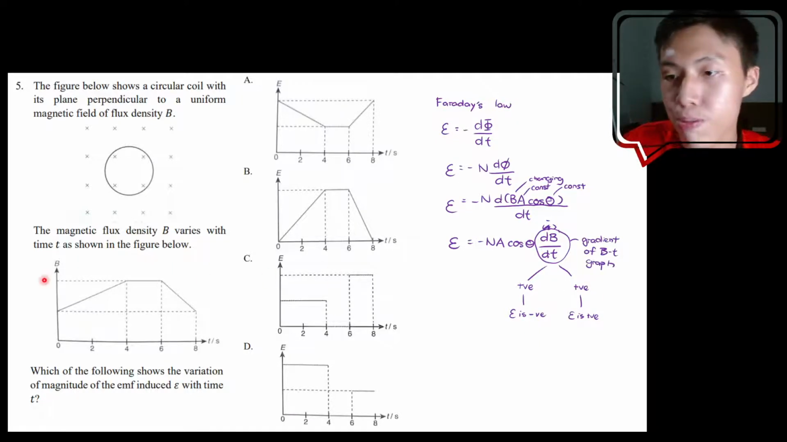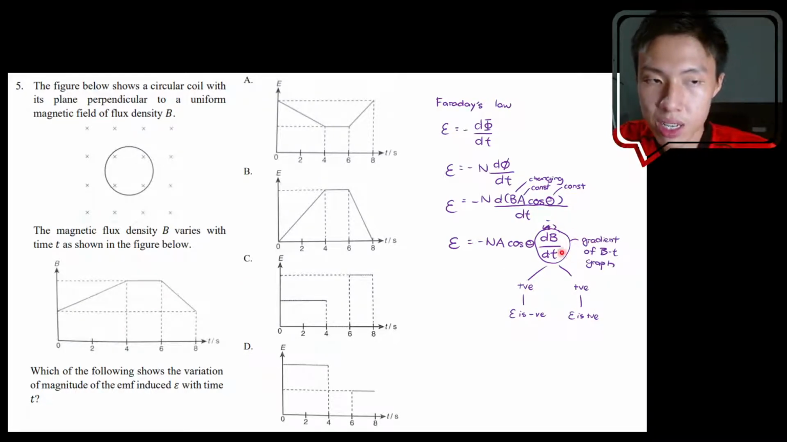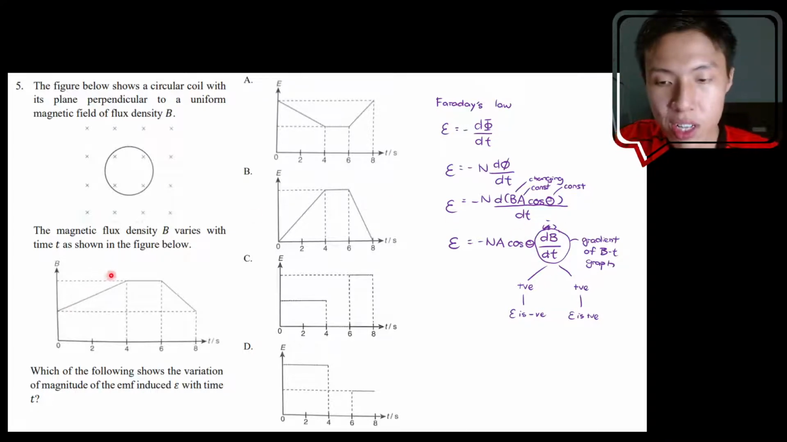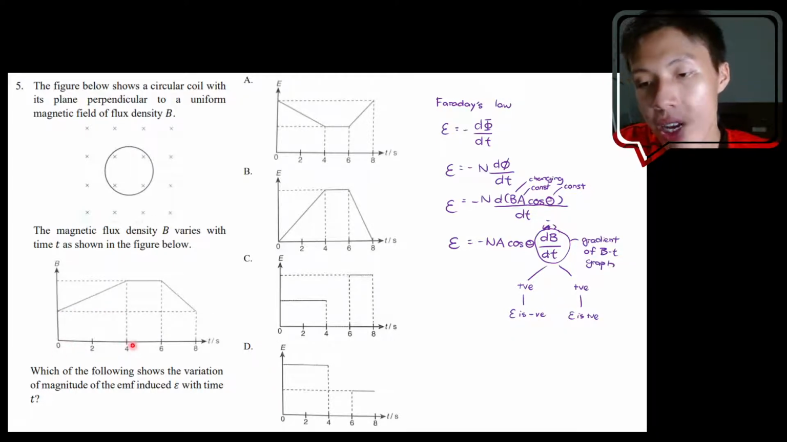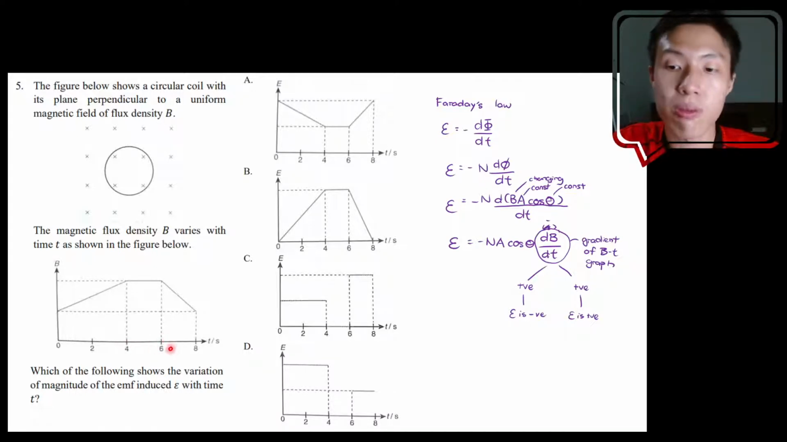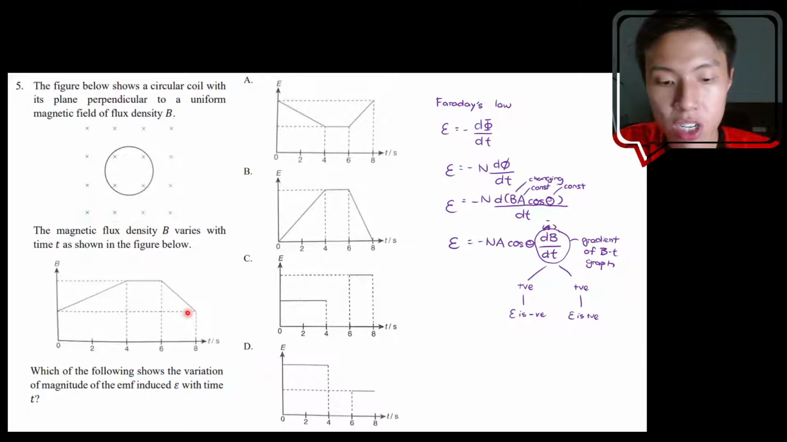And we have the BT graph over here, and the gradient of the BT graph is going to tell us about dB/dt. Okay, so let's split this graph into 3 sections. The first section is from 0 seconds to 4 seconds. The second section is from the 4th to the 6th second. The third section is from the 6th second to the 8th second. So there's section 1, section 2, and section 3 over here.